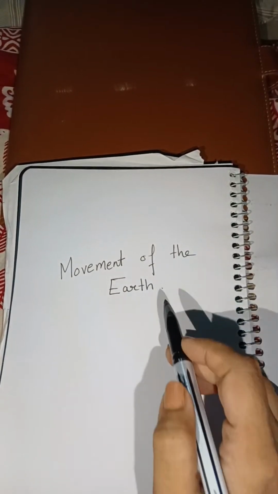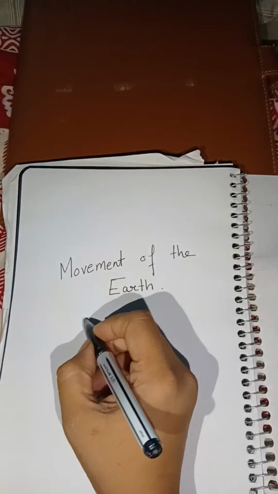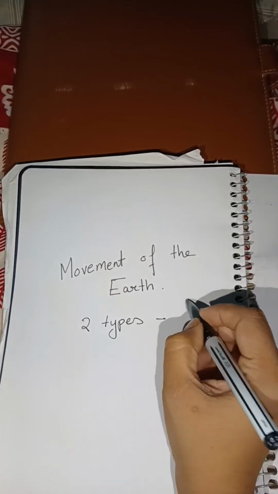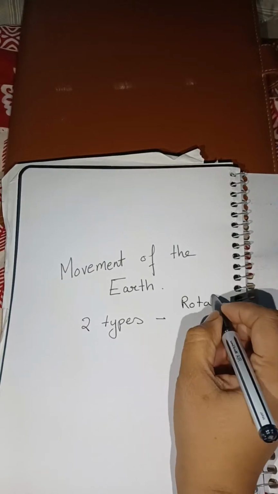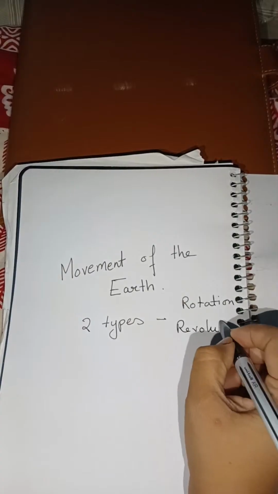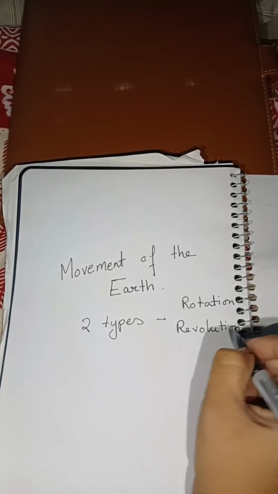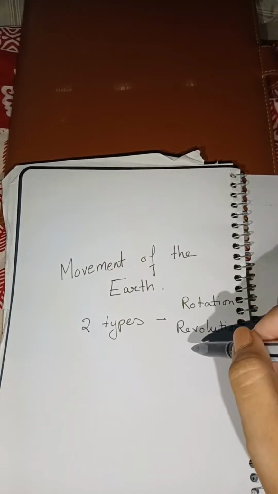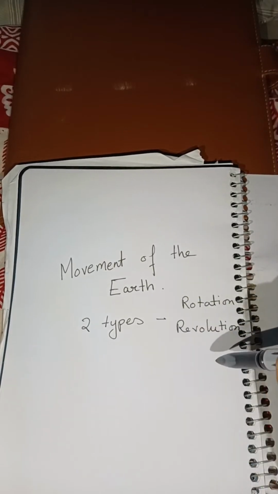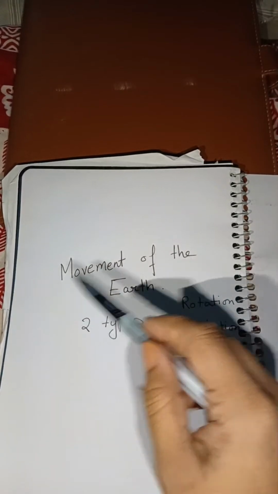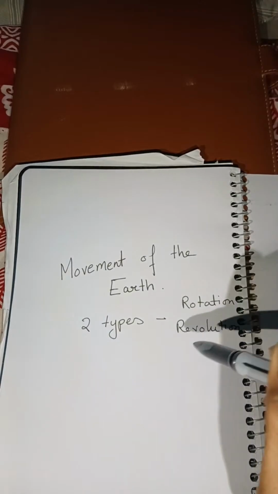Today's topic is movement of the earth. As we have already discussed, there are two types of movement of the earth: one is rotation, another is revolution. Today we are going to study what is revolution. We are going to discuss the definition of revolution, the concept of orbit, and also the effect of revolution. So movement of the earth, revolution, is today's topic.